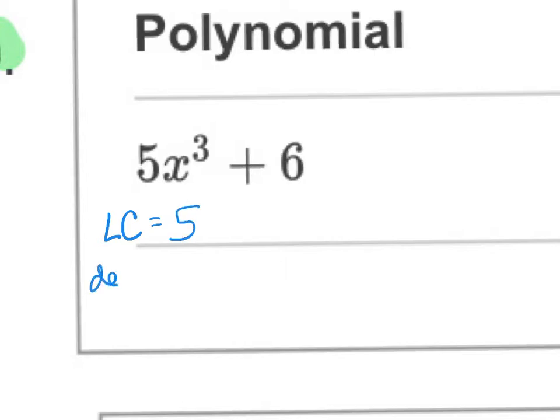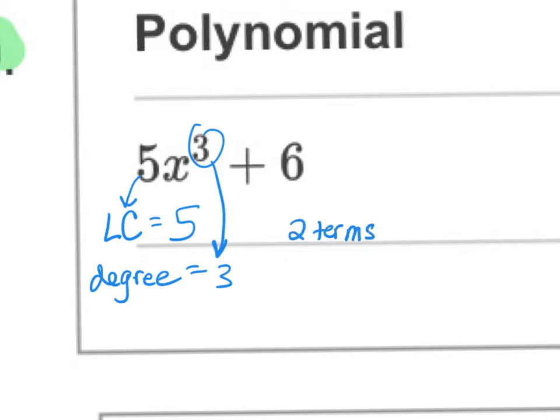So what's the degree of this polynomial? 3. Third degree. Very good, guys. And if I asked you how many terms there were, you would tell me there's how many terms? 2. 2 terms. And what do we call something that has 2 terms? Binomial. Perfect. All right, good, very good.